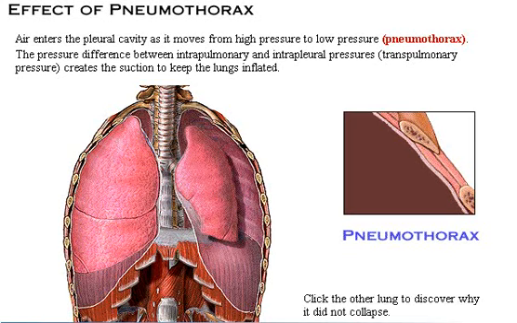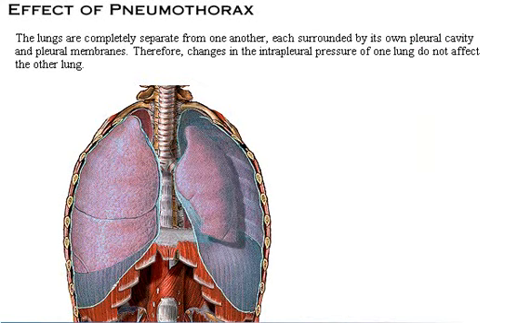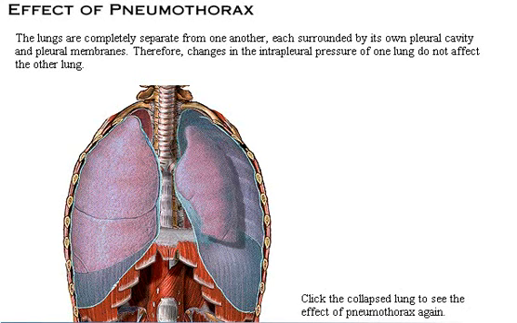Click the other lung to discover why it did not collapse. The lungs are completely separate from one another, each surrounded by its own pleural cavity and pleural membranes. Therefore, changes in the intrapleural pressure of one lung do not affect the other lung. To see the effect of pneumothorax again, click the collapsed lung.